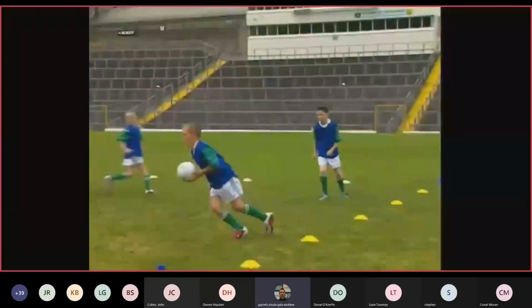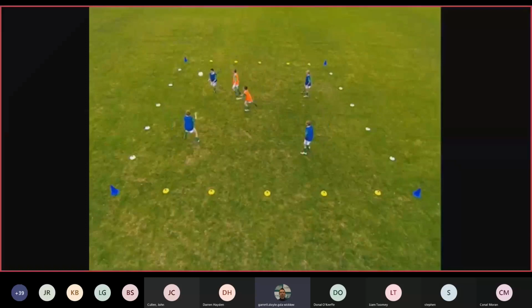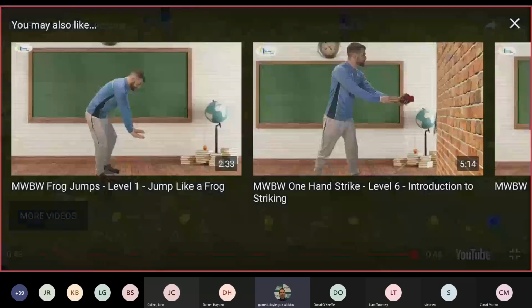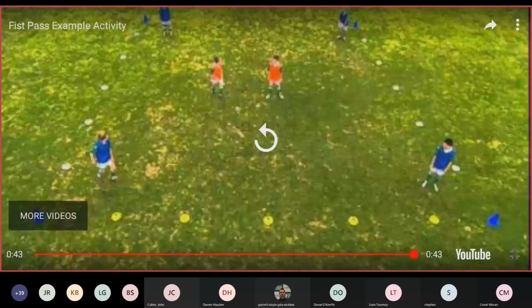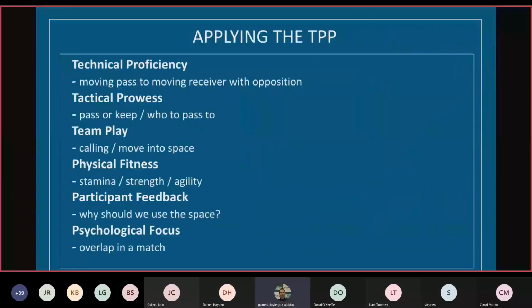Again, you're always reinforcing the key teaching points, and you're trying to look, does the opposition affect their technique? But we see it again, technical. So it's still the hand pass. Obviously, just catching there, but in this webinar and in this training session, let's say we're developing the hand pass and the fist pass. So we're looking for a moving passer to a moving receiver, but there's opposition. Now it's uneven opposition, but there's still opposition.